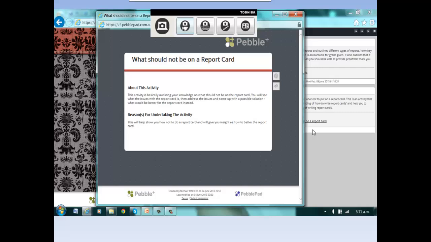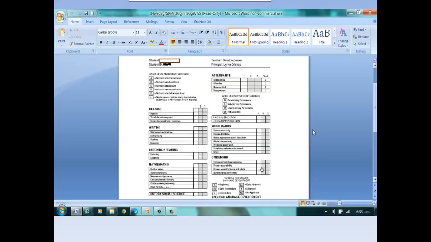And this is a small activity on how not to write a report. You find the issues with the report, address these, and provide a possible solution, like what would be better, and that's it there. And that's my slide.